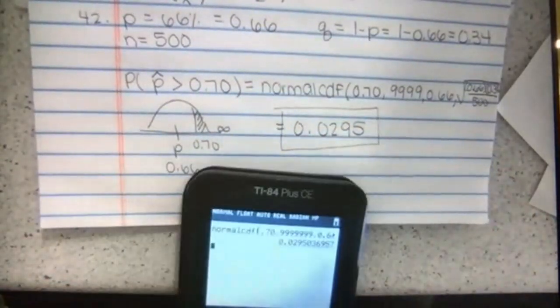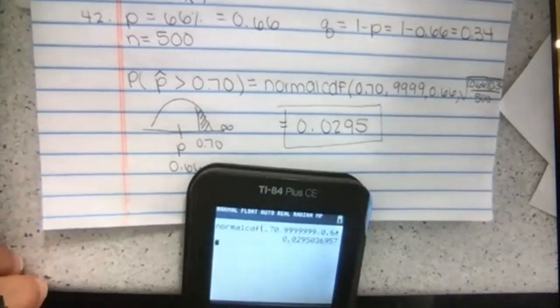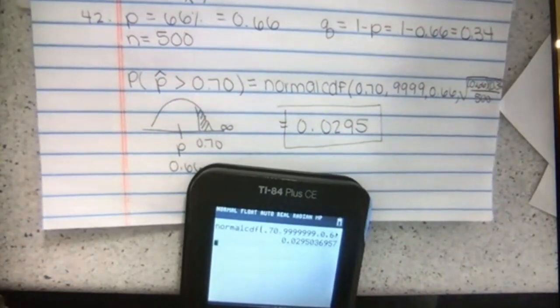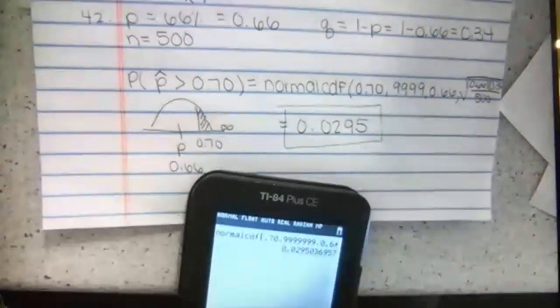Last two. Questions on 42, because I need to go to another page.